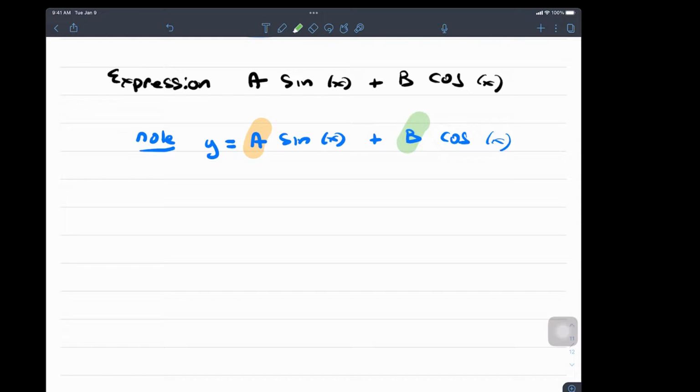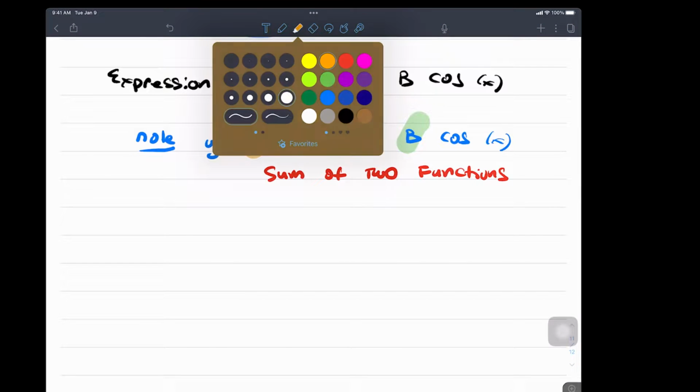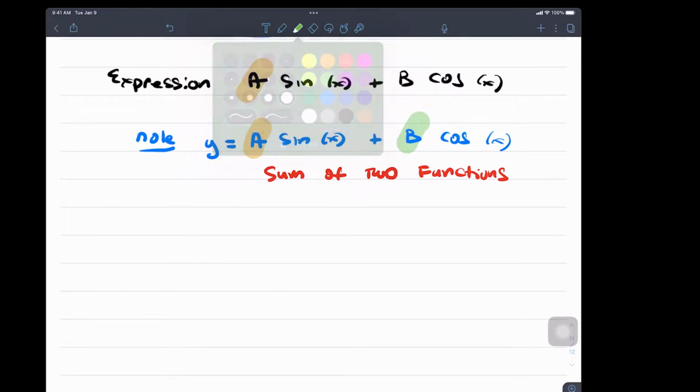You go, how in the world do I graph the sum of 2 functions? So this is really just the sum of 2 functions. There is a way to do that. You say, what are the 2 functions? Well, it's A sine x and then B cosine x. So there are a lot of physical applications that you study in science that are really the sum of 2 functions. And the idea is this. This is what we're going to do here.